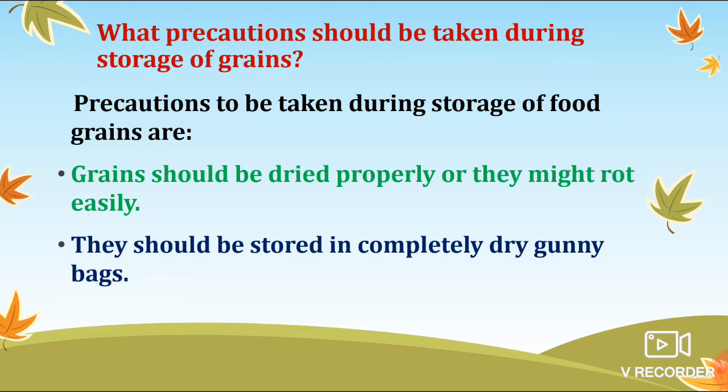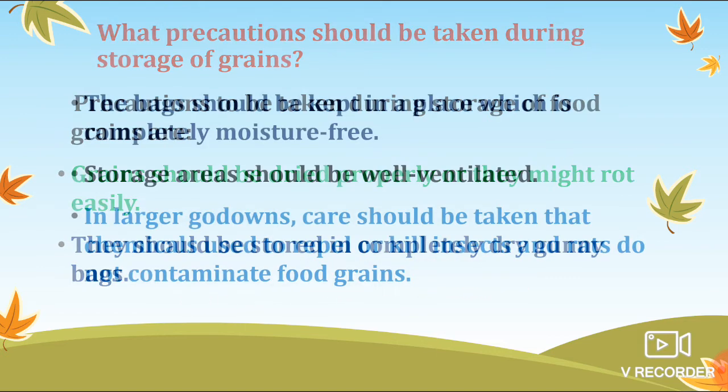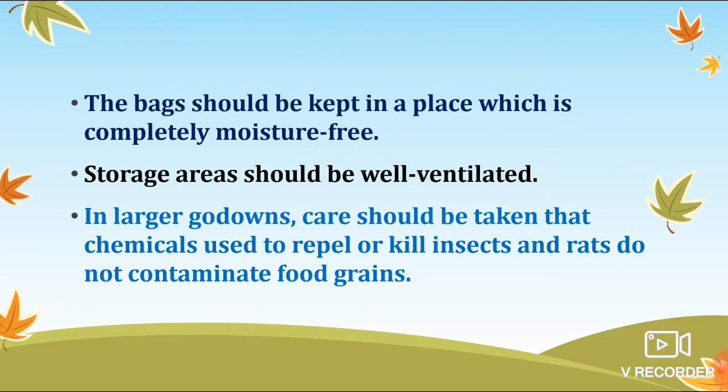So what are the things that we should keep in mind before storing the food? The first thing is that grains are dried properly, otherwise they will rot. They should be stored in completely dry gunny bags. The bags should be completely dried, and should be kept in a place which is completely moisture free. If there is moisture, again the chances of rotting will be there. The storage area should be well ventilated.